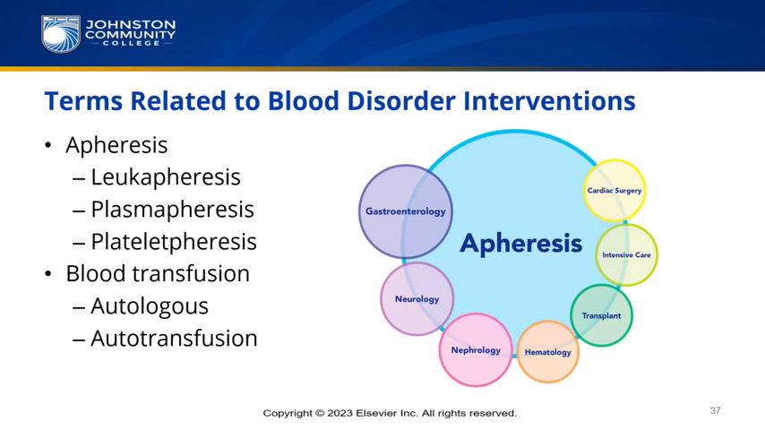In regards to blood, it is the temporary removal of blood from a donor, the separation and removal of one or more components, and the reinfusion of the remaining blood back into the donor. Leukapheresis is a removal of white blood cells. Remember, leuko is our combining form for white. Plasmapheresis is the removal of plasma. Plateletpheresis is the removal of platelets, which we also know as thrombocytes.